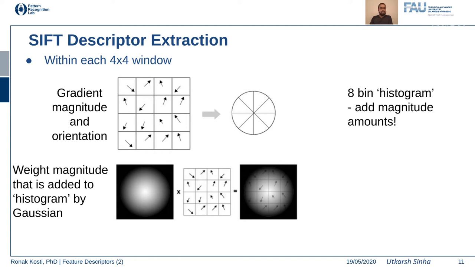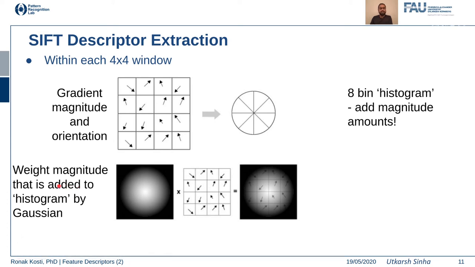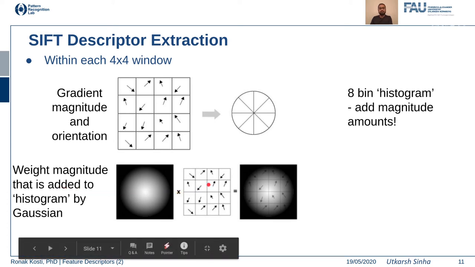We also have a bit more explanation here. Within each window, you compute the dominant direction of the gradient, and then along these 8 directions, you store it. When you compute this histogram for each 4x4 window, it's a weighted magnitude that is added to the histogram. Okay, it's a weighted magnitude. So basically you multiply this along this and you get this weighted magnitude.